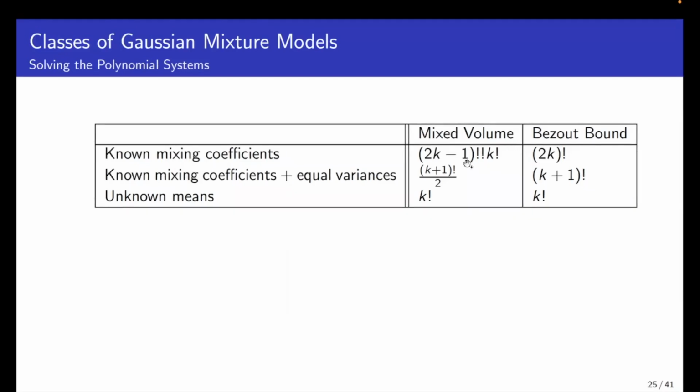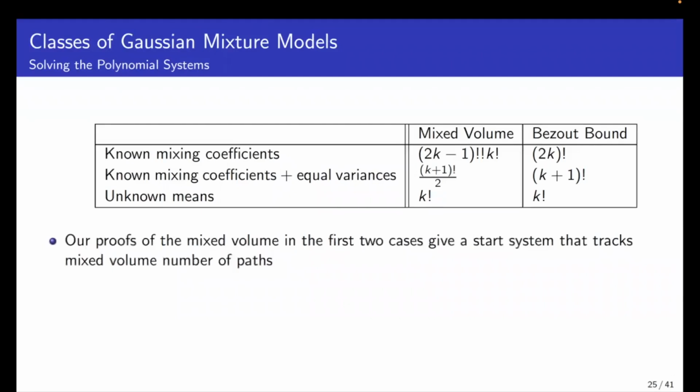And here you can see in the first case that the ratio of this mixed volume over the Bezout bound actually goes to 0 as k goes to infinity. So for large enough k, our mixed volume bound is arbitrarily better than what you would get from just applying the Bezout bound. In the second case, this mixed volume bound is always better by a factor of 2. Now in the final case, they're equal, so it might seem trivial, but I'll touch on that in a moment.